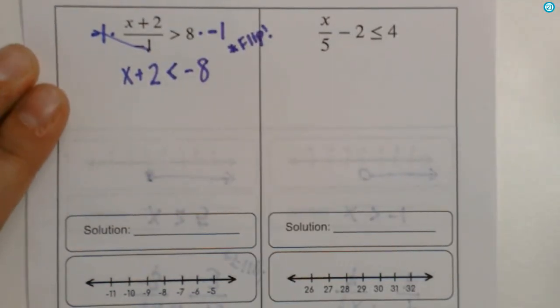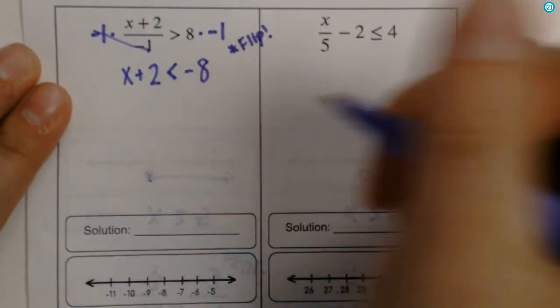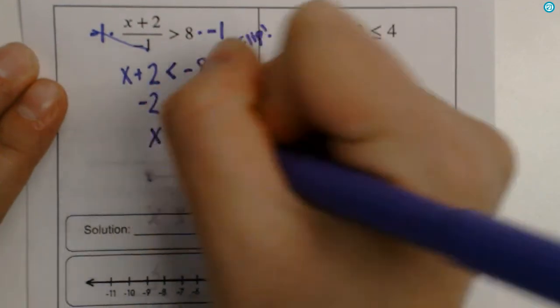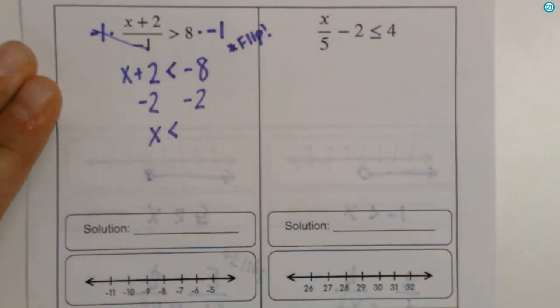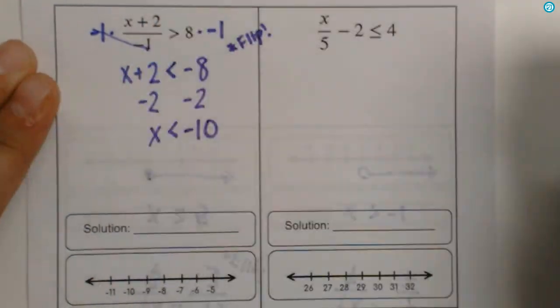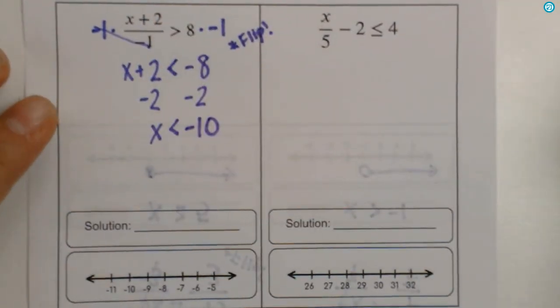Then from there, to get x by itself, we're going to get rid of plus 2. So we're going to subtract 2 from both sides. Get x is less than negative 8 minus 2, which is negative 10.